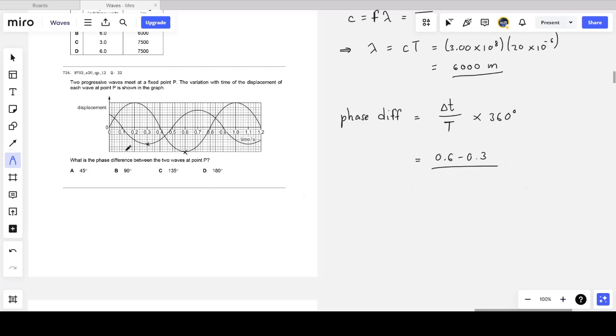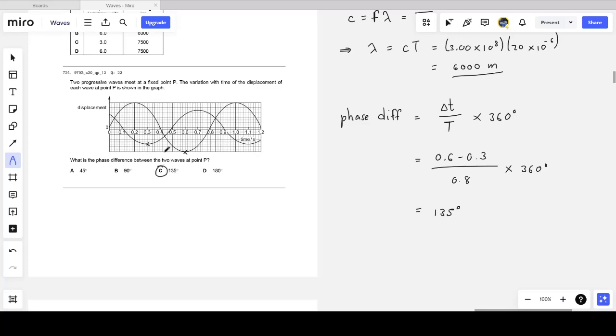And the period for both the waves is the same, and I can see the period is 0.8 seconds. You can calculate this from either of the waves. And then I multiply this by 360 degrees, so I get this as a fraction of a wave, and I find this phase difference to be 135 degrees. So the two waves are out of phase by 135 degrees. So they're neither constructive interference nor destructive, but something in between. And this corresponds with option C.